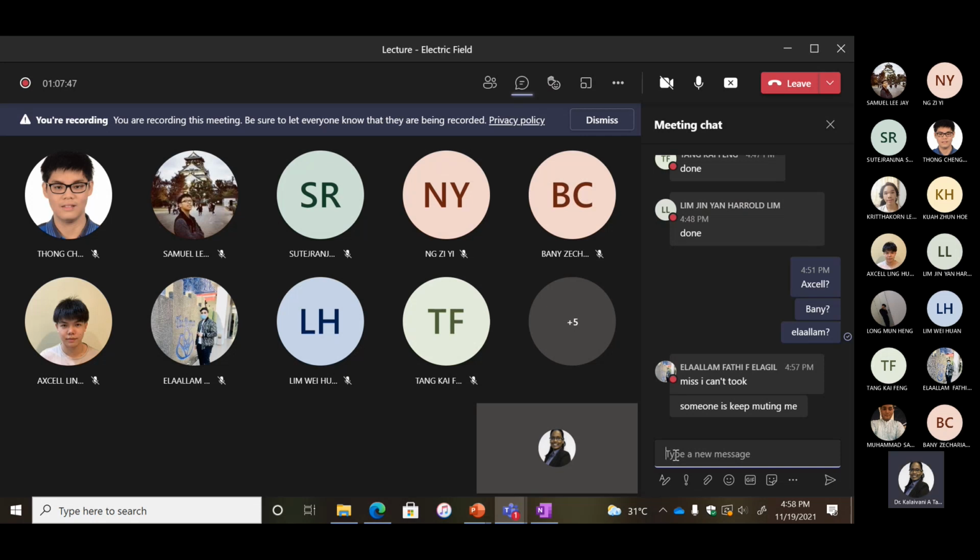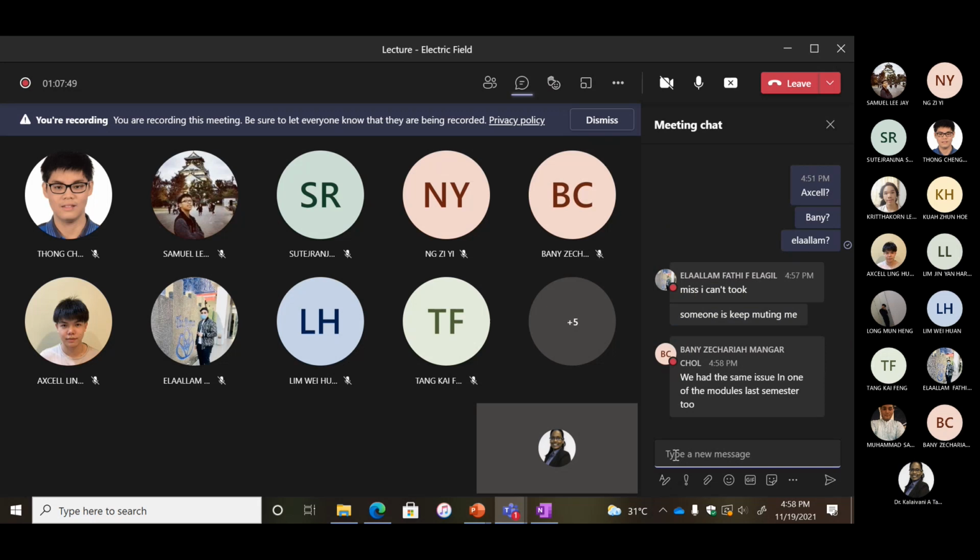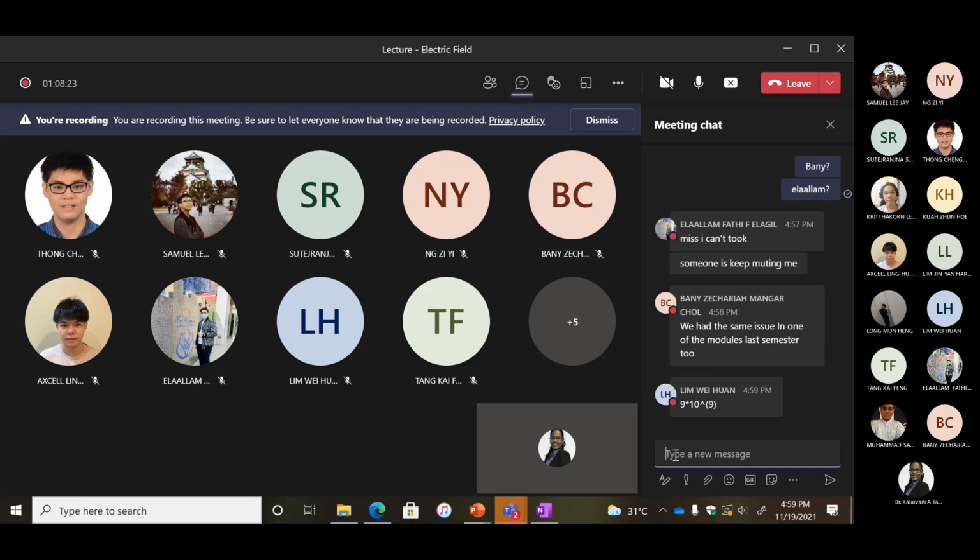Okay, while waiting for your friends to give me the answer, Miss wants to give you the next question. What's the constant value of K? Can anyone specify for me? You may write in your meeting chat. The constant value of K is the proportionality constant. How much is the value? The K value is how much?